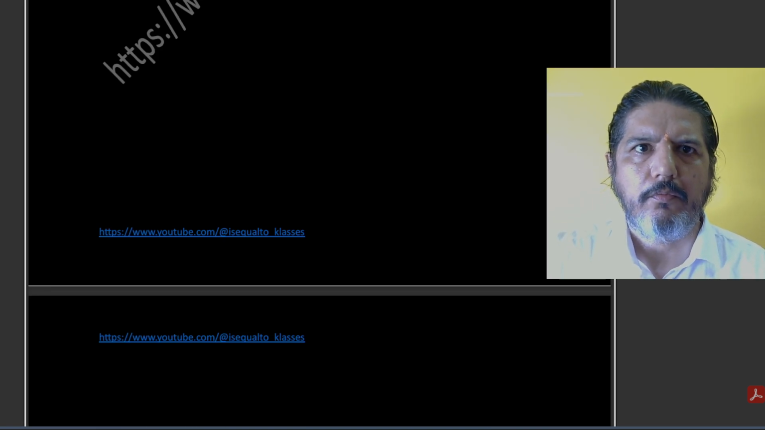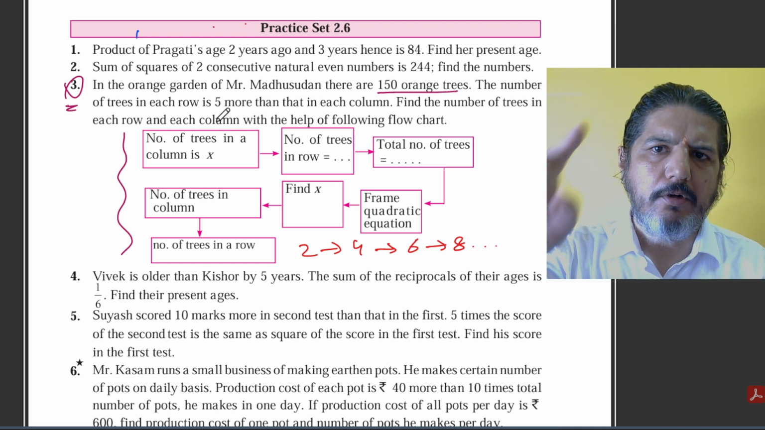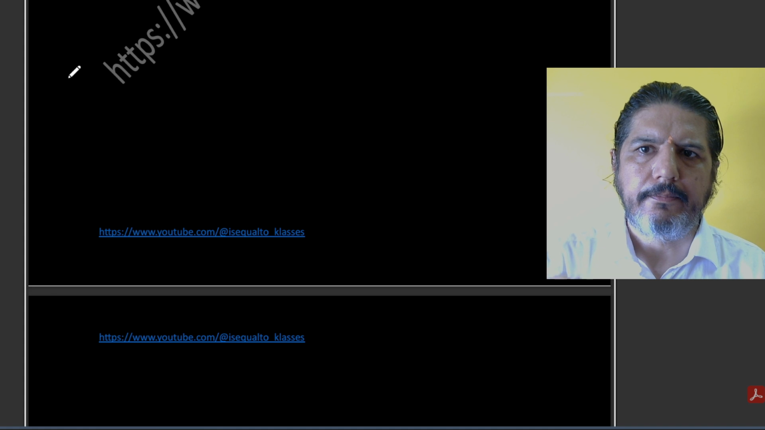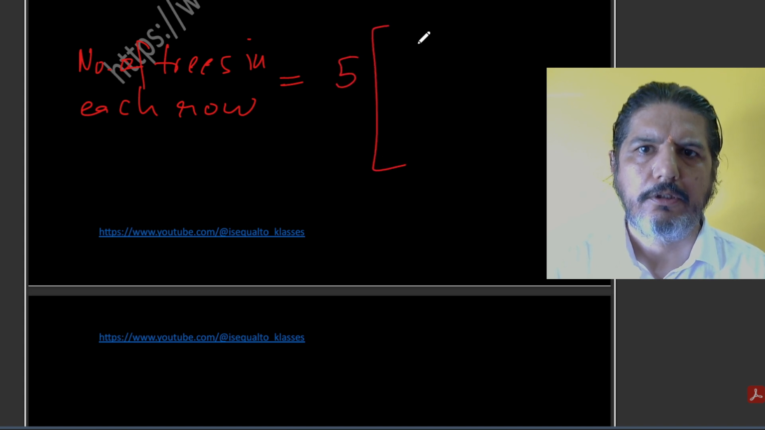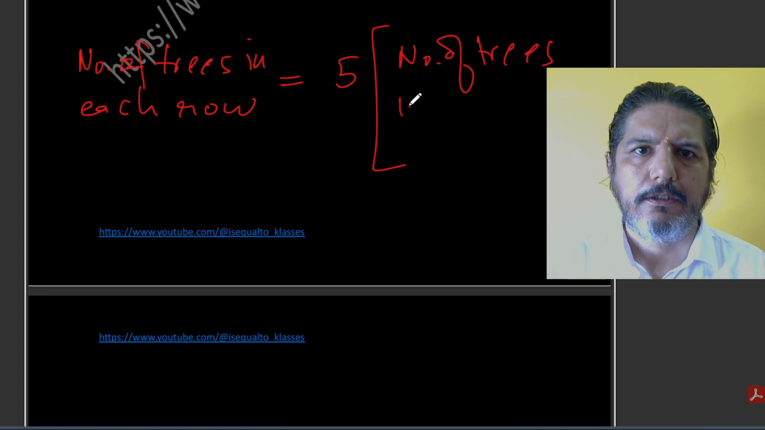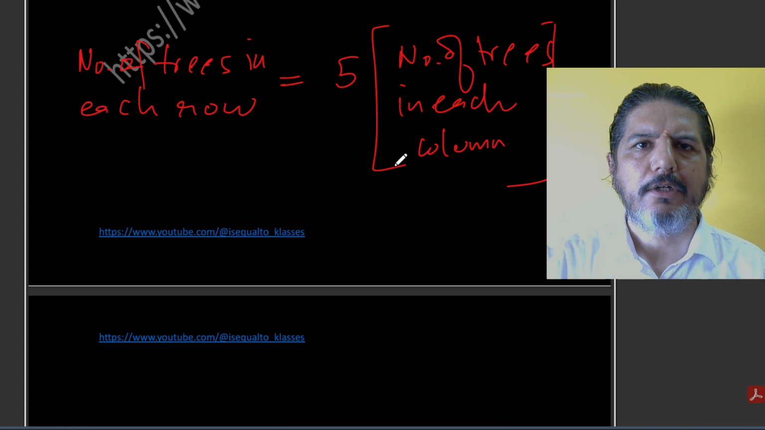So what the question is saying is that the number of trees in each row, I'll write it here, number of trees in each row is equal to 5 plus number of trees in each column. So this is how very simply you can write it down.